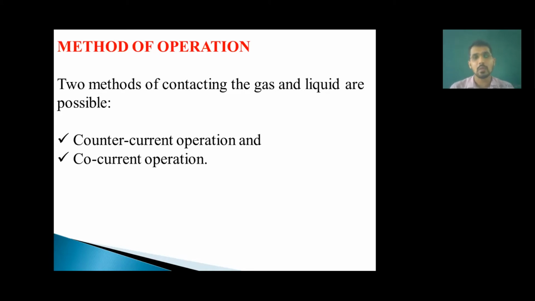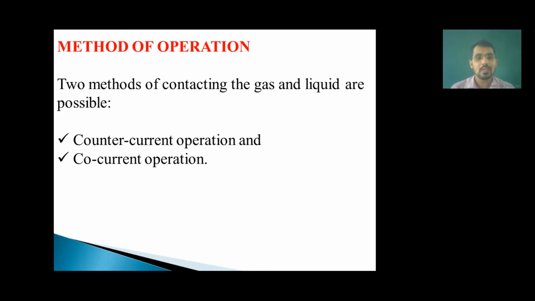So what is the meaning of counter current operation? Suppose there is a gas mixture coming from the bottom section, because we know that gas can easily flow from the bottom to the top section. And liquid is coming from the top section. This flow pattern is known as counter current.